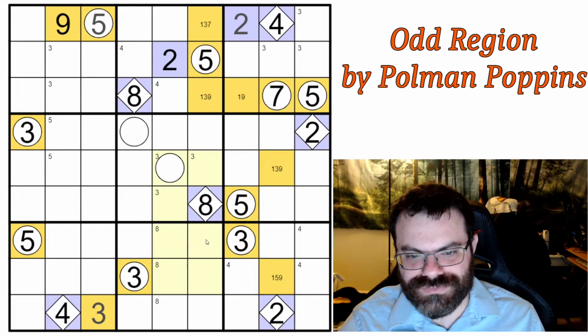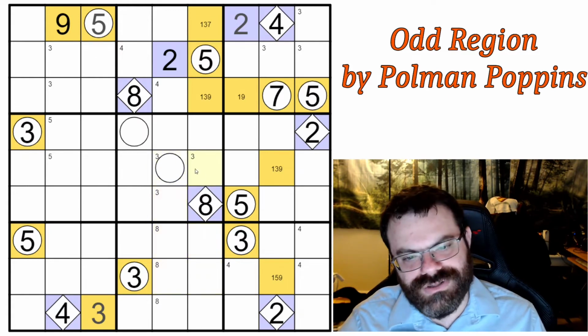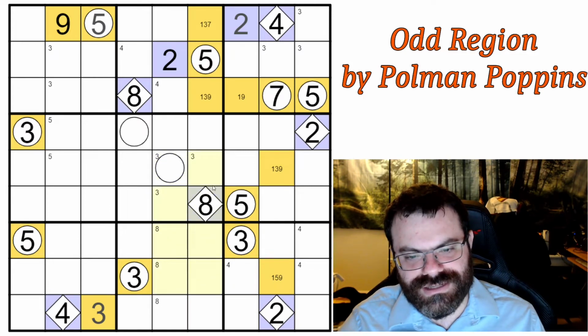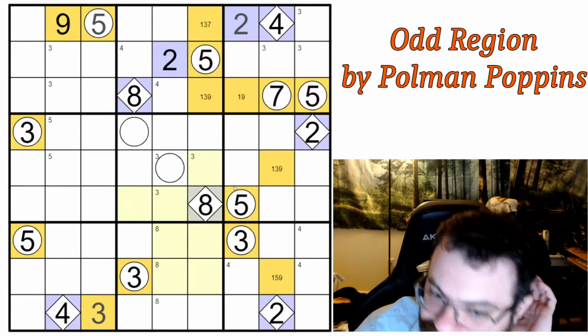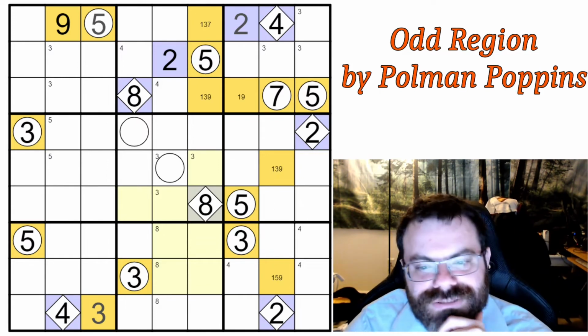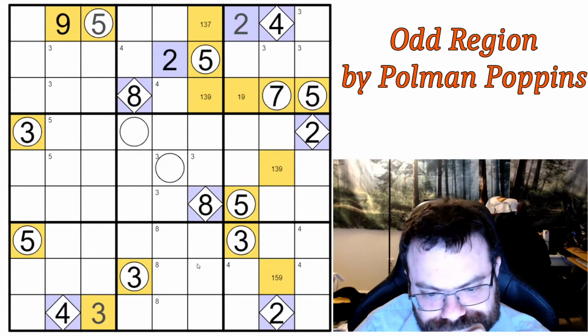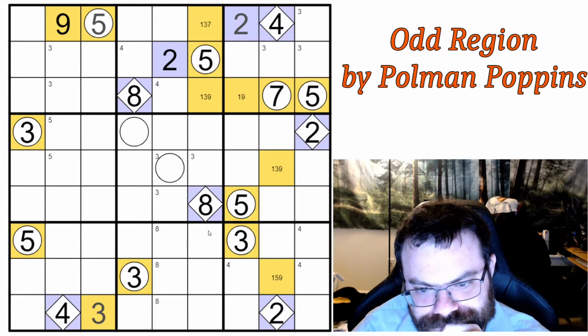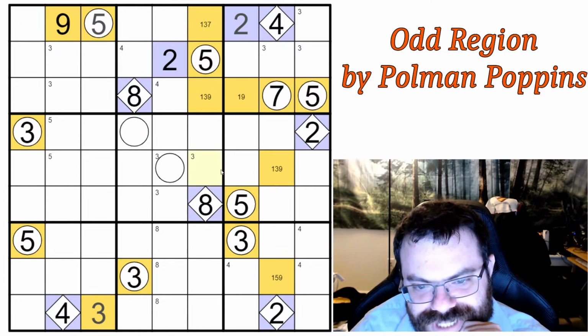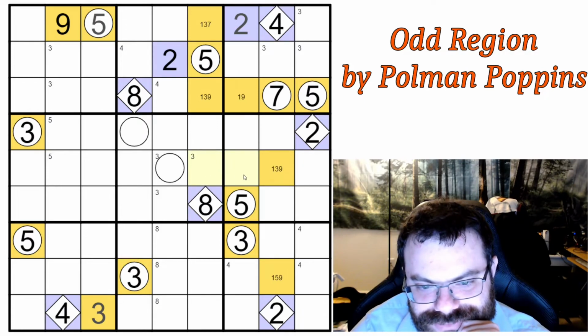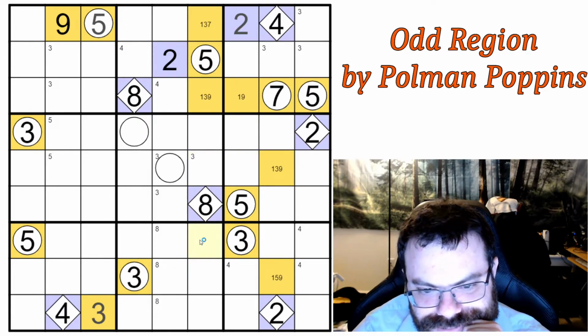This 8 could even just be... Well, okay, if one of these is a 3, the 8 can get 7. Yeah, I could even just do that. That's not useful. I was trying to decide if it had to come out of this box, but it doesn't.